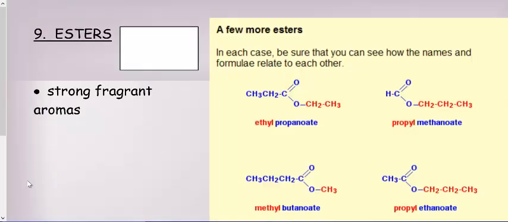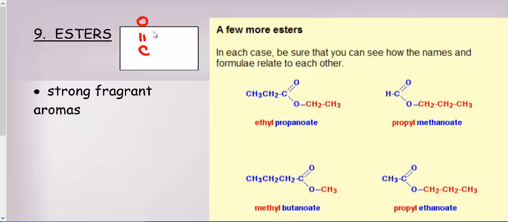Esters. Esters are what you're smelling when you go outside right now. Any beautiful smelling, they have strong, fragrant aromas. So flowers and perfumes and the strong smell of fruits, those are all due to the presence of esters. And esters are a COO group, so it's like an organic acid.